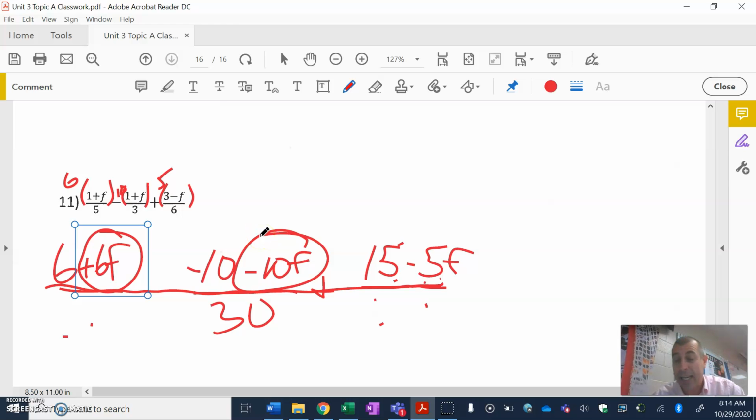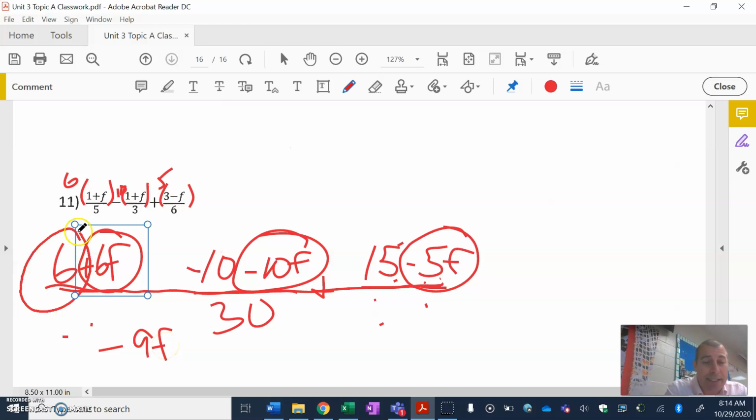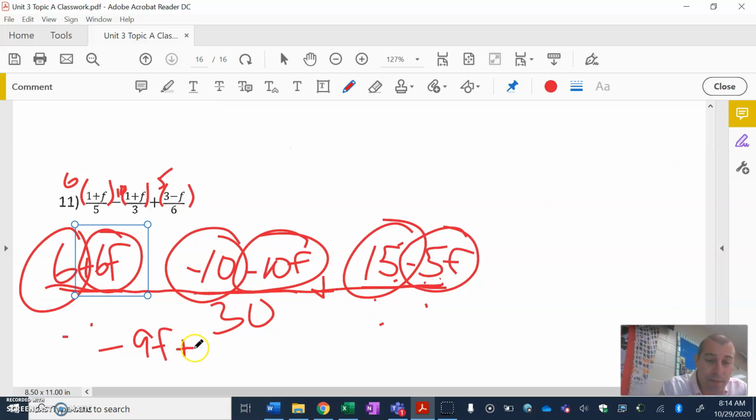So I'm at negative 4. And negative 4 combined with a negative 5, negative 9F. Combining my whole numbers, I've got a 6 combined with a negative 10. So that's a negative 4. Negative 4 combined with a positive 15. That's 11. All over. Again, there's a lot here.